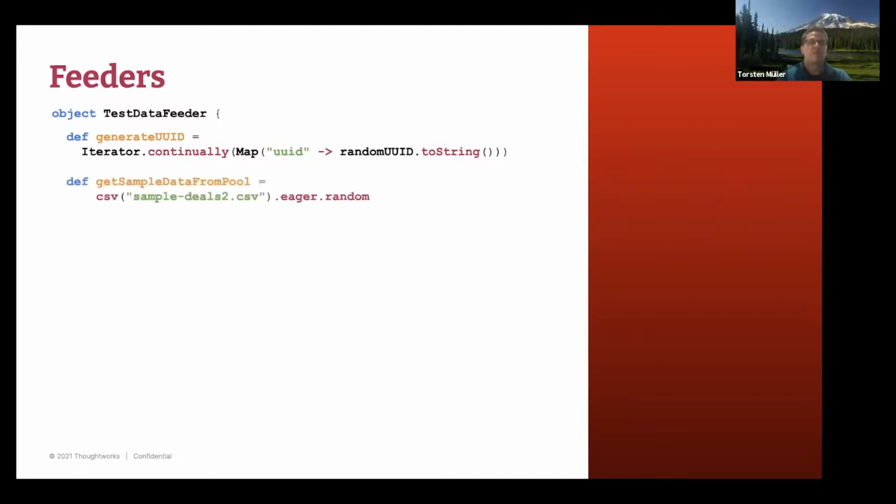Another way to do this would be to use a CSV. So here we're saying load this CSV, and the eager means load all of it at once. Gatling also gives you an option to load it chunk-wise, and once the chunk is done, it goes to the next one. And from this loaded chunk, pick one row at random.